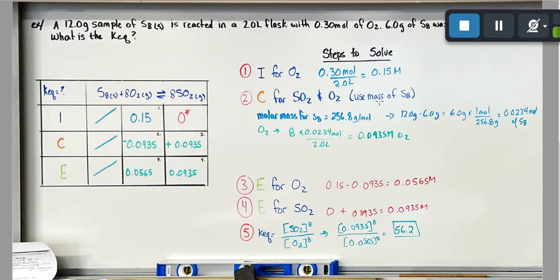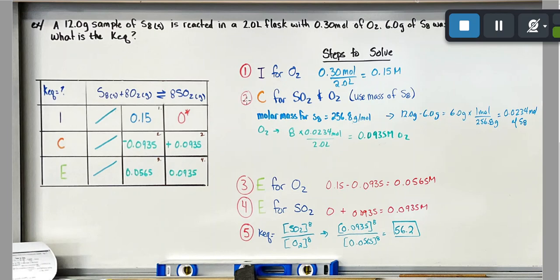Now, for the change for the SO2 and the O2, first I have to figure out the molar mass. I know that I used up 6 grams of the S8, so that means I used up 0.0234 moles of the S8. If I take that and divide by the 2 liters and multiply it by the 8, that's the amount of oxygen I used up. And I have the 8 here for the SO2, so it's the same amount there. Now I'm going to find the E, so I'm just going to take this and subtract this to find the E. I'm going to do the same thing here, but now I'm adding because this is on the product side.